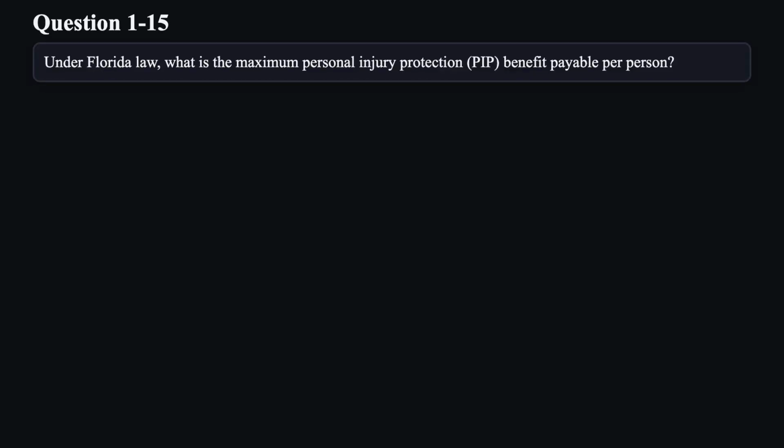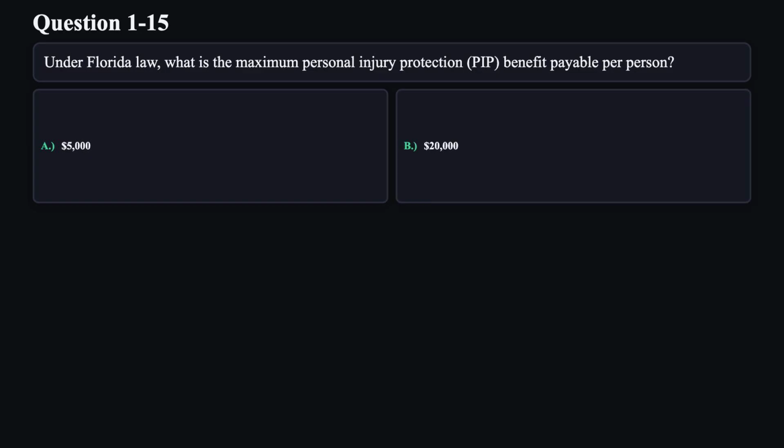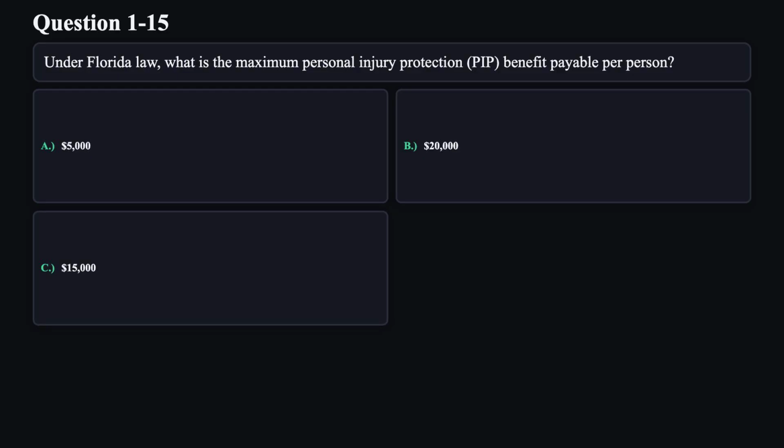Question 15. Under Florida law, what is the maximum personal injury protection PIP benefit payable per person? A. $5,000. B. $20,000. C. $15,000. D. $10,000.